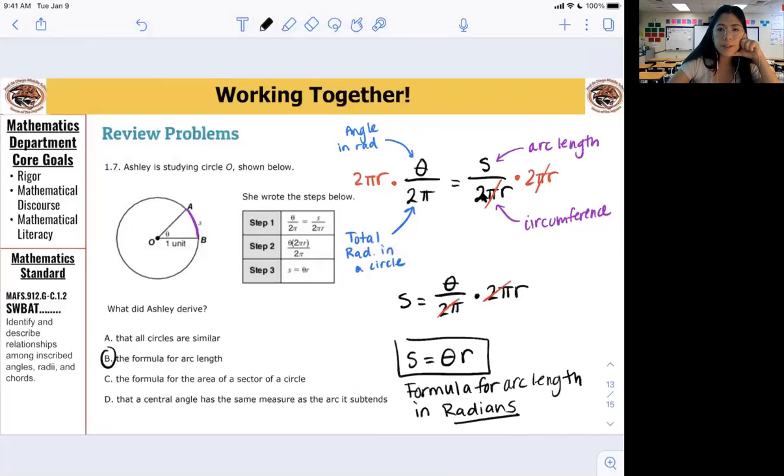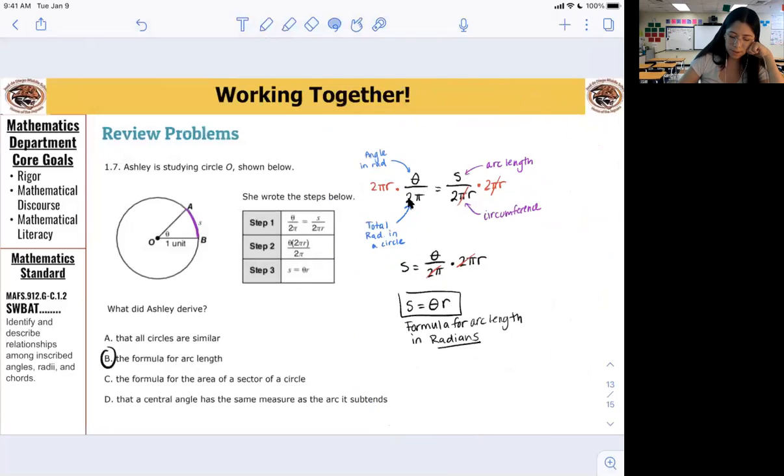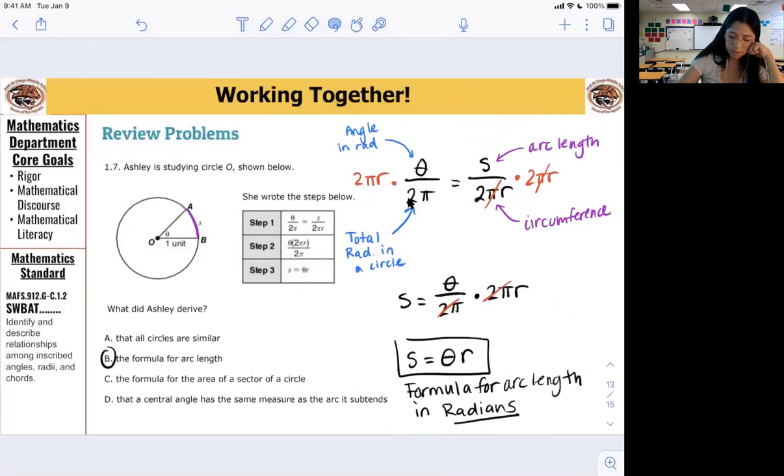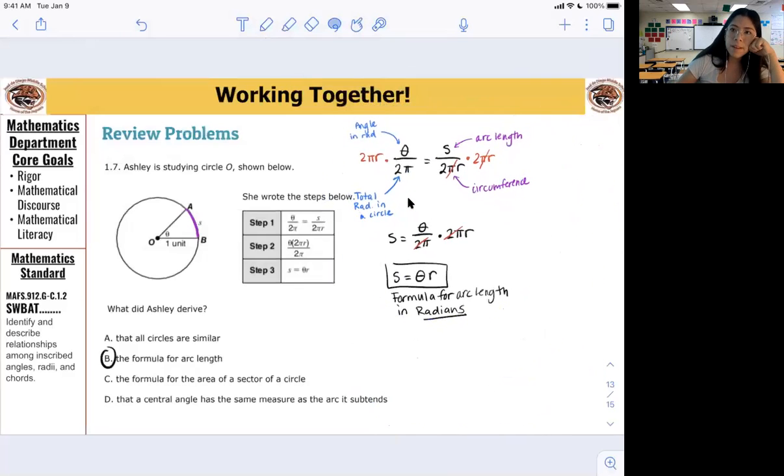What would be the difference if I started at the beginning, but I wanted to do it in degrees? What would I have to change about this proportion if I wanted to use degrees instead? Instead of the radians, we would have put 360. Instead of writing 2 pi, we would have written 360. So really quickly, with that in mind, let's just look at the difference. There we go. This is my formula in radians.